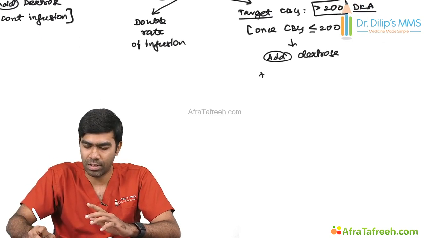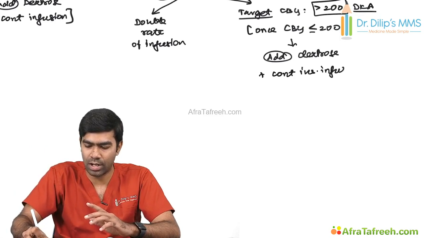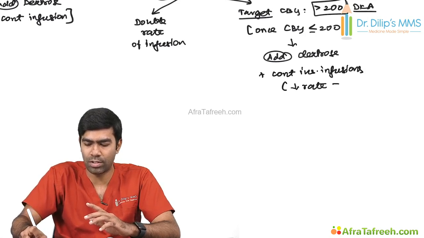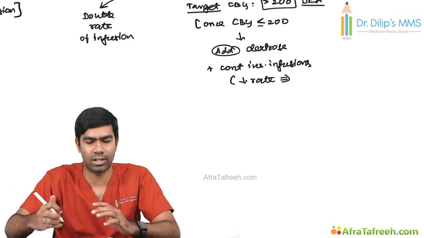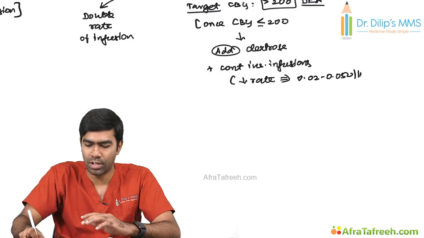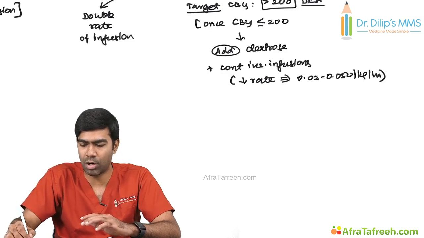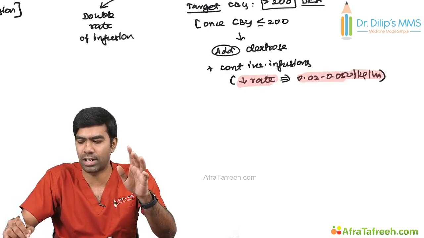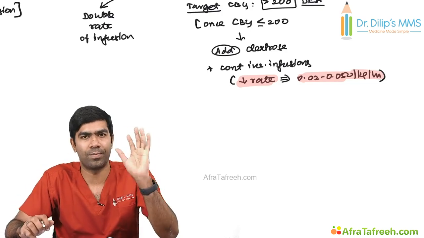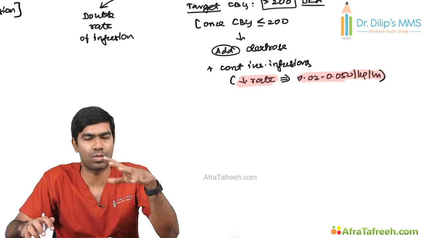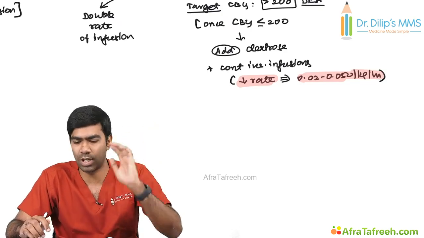At the same time, you can continue insulin infusion, but in adults, you can continue at a lower rate if possible. Lower rate in the sense you can halve the rate, exactly like 0.02 to 0.05 units per kilogram per hour. I'm not asking you to stop the infusion, just reduce the rate once the CBG reaches the target, that is approximately 200 milligrams per deciliter. So continue insulin infusion, but at the same time add dextrose to prevent any potential hypoglycemia from happening.